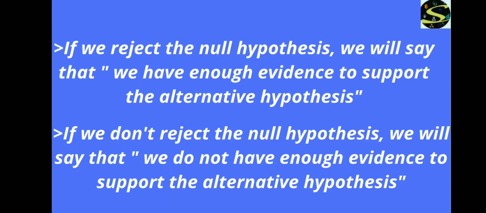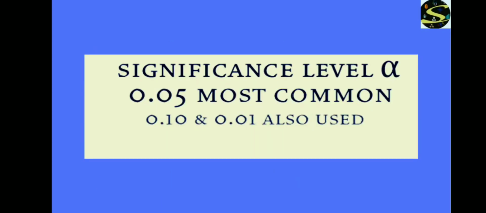Now, to determine when to reject H0, we select a significance level alpha. Generally, 5% or 0.05 is the commonly used alpha value. 0.10 and 0.01 are also often used. The significance level helps specify the size of the region where the null hypothesis should be rejected. We call that region the critical or rejection region.